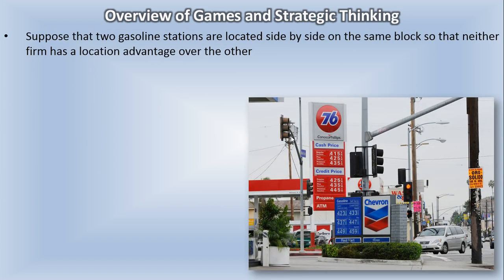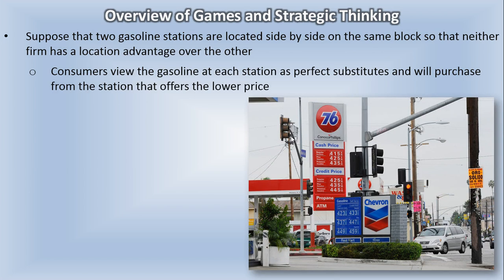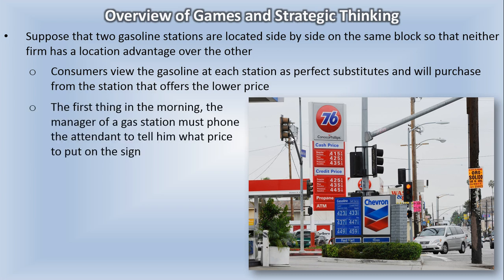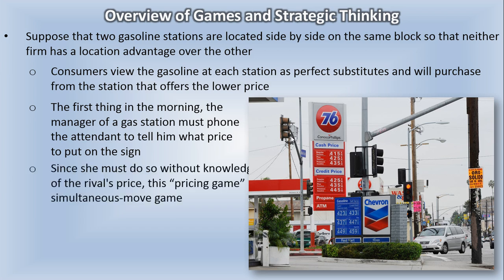Quick example, suppose that there's two gas stations located side by side on the same block so that neither firm has a location advantage over the other. The consumers view the gasoline at each station as perfect substitutes, and will purchase from the station with the lowest price. The first thing in the morning, the manager of a gas station must phone the attendant to tell him what price to put on the sign. So it's a pricing game, simultaneous move, repeated, but every day it happens in the morning. Since the manager must do this without knowledge of the rival's price, this pricing game constitutes a simultaneous move game.